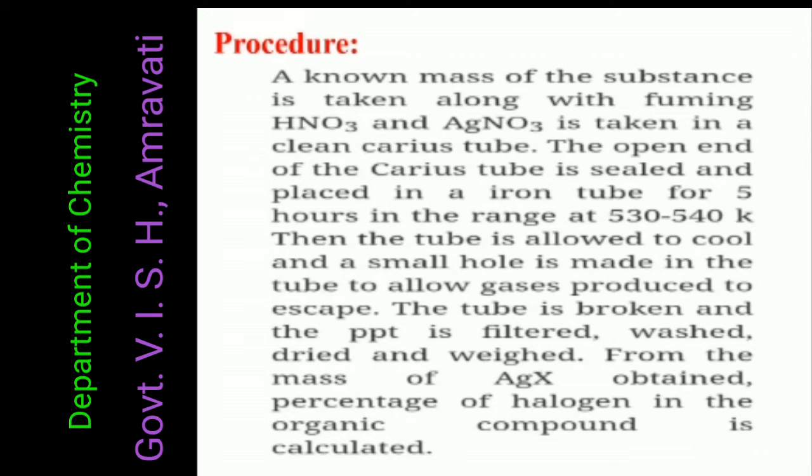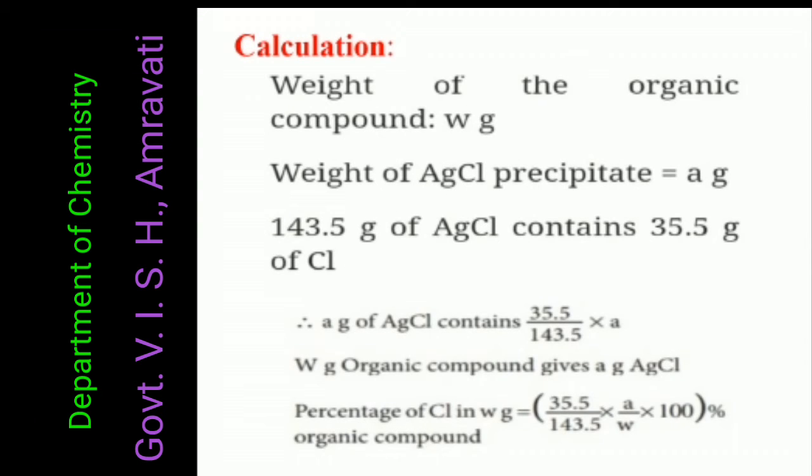Then the tube is allowed to cool and a small hole is made in the tube to allow gases produced to escape. The tube is broken and the precipitate is filtered, washed, dried and weighed. From the mass of silver halide obtained, the percentage of halogen in the organic compound is calculated. This experiment is very simple with a very short procedure.